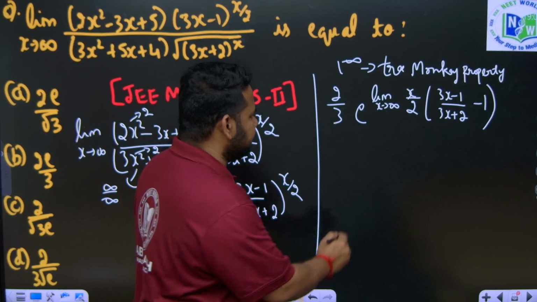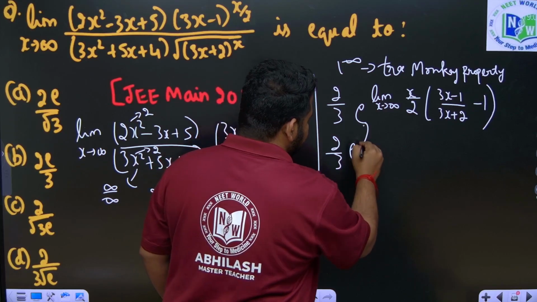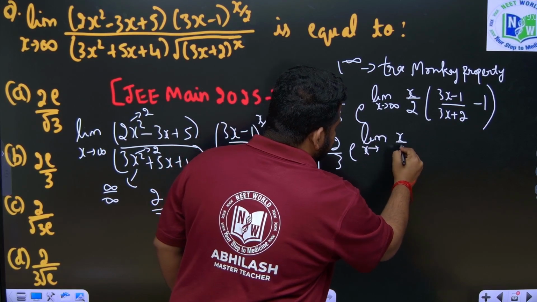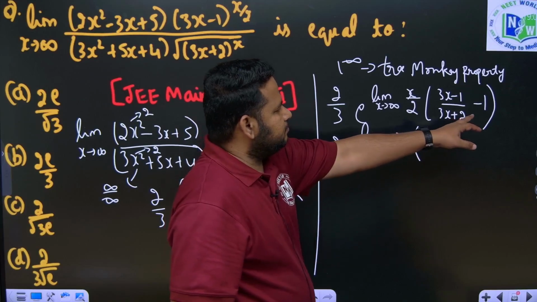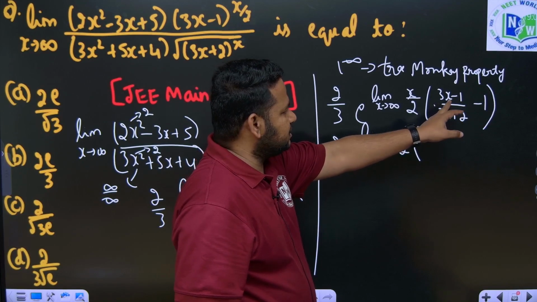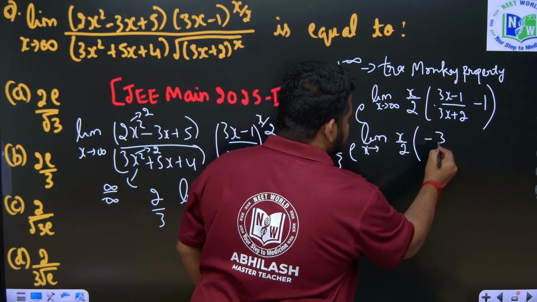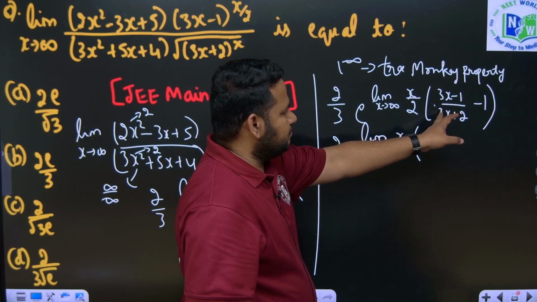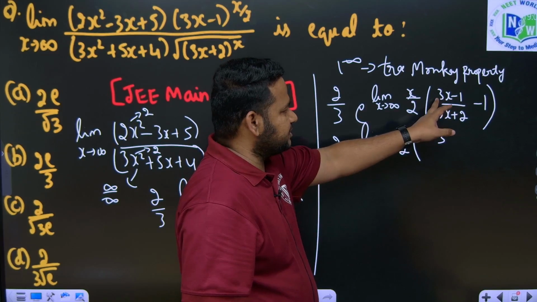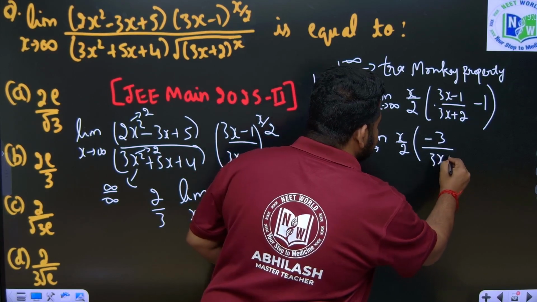Now if I take the LCM, what will happen? 2 by 3, I can write it here itself. Let me write one extra step, no problem. So limit as x extends to infinity of x by 2 into (3x − 1 − 3x − 2)/(3x + 2). The 3x will cancel. Minus 1 minus 2 will be minus 3, divided by 3x + 2.